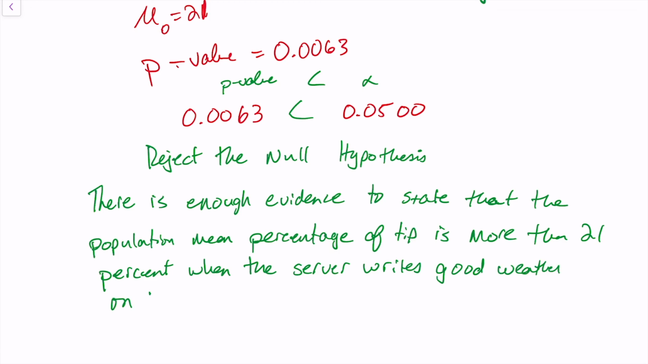So basically, if you're in the restaurant industry, write good weather on the bill. That's what this is telling us. You're going to get more than 21% of this.